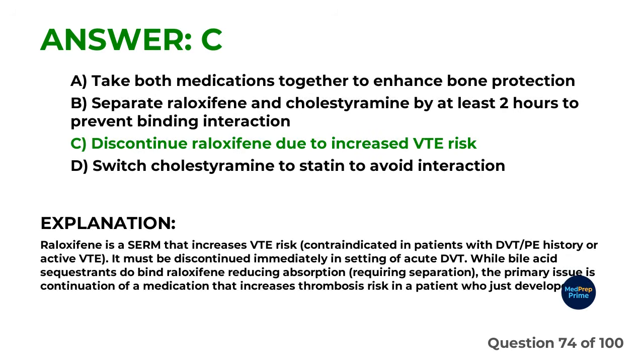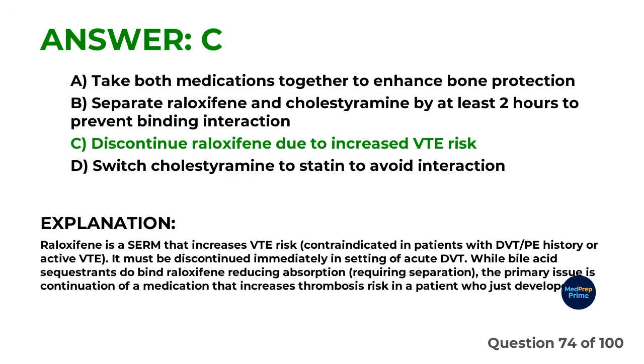Correct answer, C. Raloxifene is a SERM that increases VTE risk, contraindicated in patients with DVT-PE history or active VTE. It must be discontinued immediately in setting of acute DVT. While bile acid sequestrants do bind raloxifene, reducing absorption, requiring separation, the primary issue is continuation of a medication that increases thrombosis risk in a patient who just developed DVT. This supersedes the binding interaction concern.